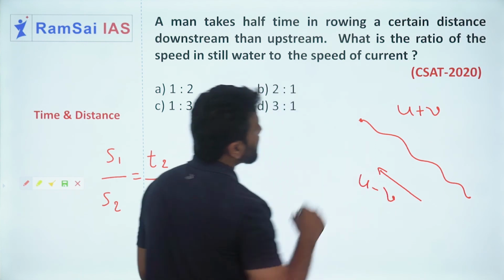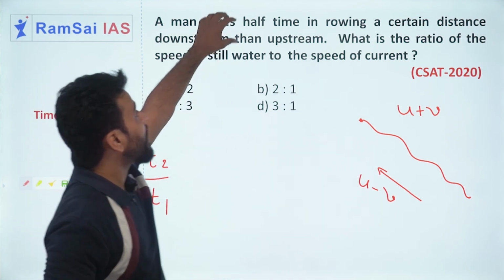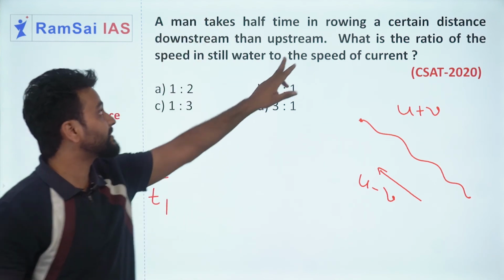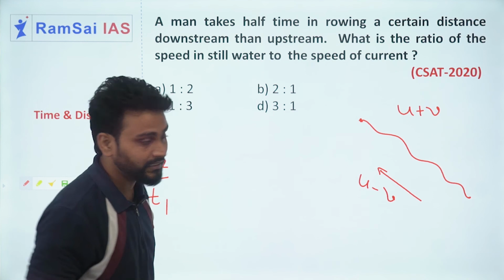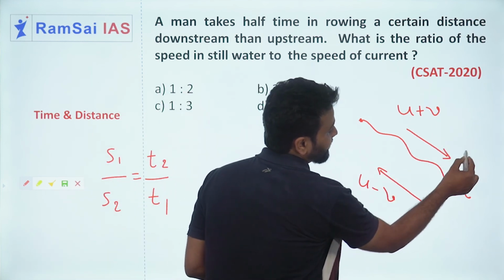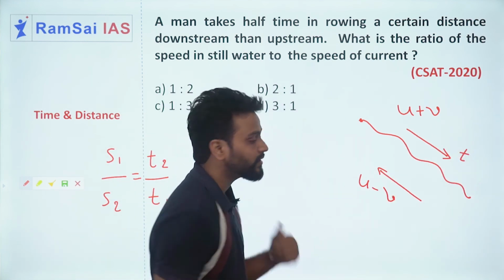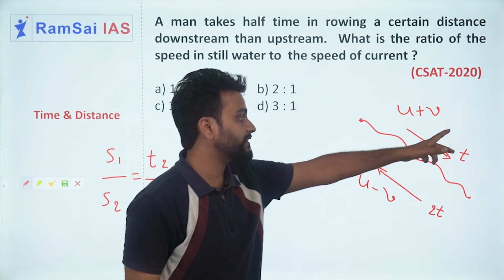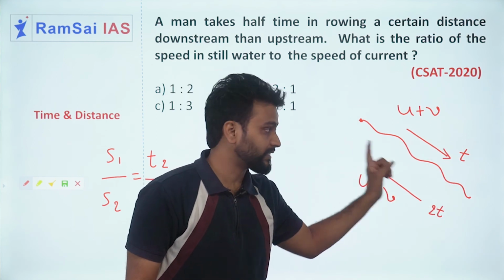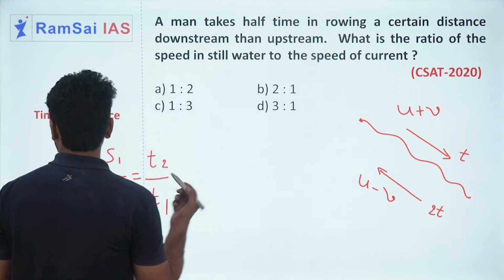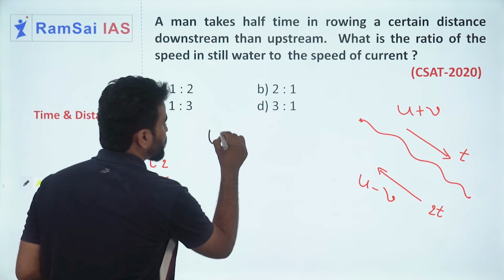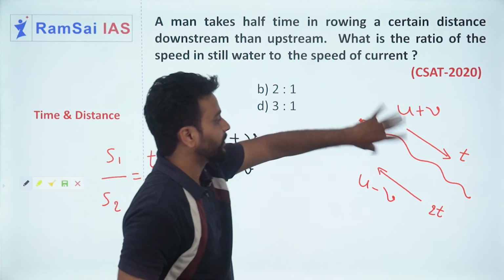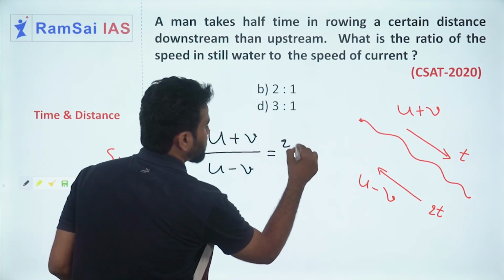When a boat is traveling from up to down, speed will be u plus v, while coming up it will be u minus v. And from the question, a man takes half the time in rowing a distance downstream than upstream, which means when he is coming upstream, he will take double the downstream time, right? So just imagine if he takes t hours while going down, he will take 2t hours while coming up. That is what is given in the question, right? Now by using this relation, I can write u plus v by u minus v equal to the inverse of the time, 2t by t.